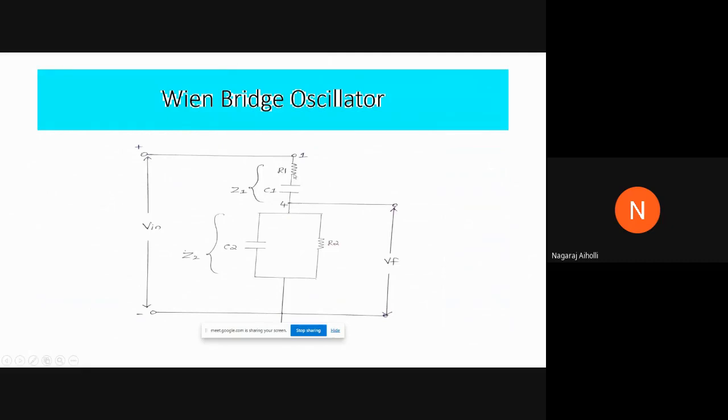This series combination of R and C passes the higher frequencies, and this R and C2 parallel combination passes the lower frequencies. So it's a combination of high pass and low pass filters. Passing high frequencies means it blocks the lower frequencies, and this R2 C2 parallel combination passes lower frequencies, which means it blocks the higher frequencies.